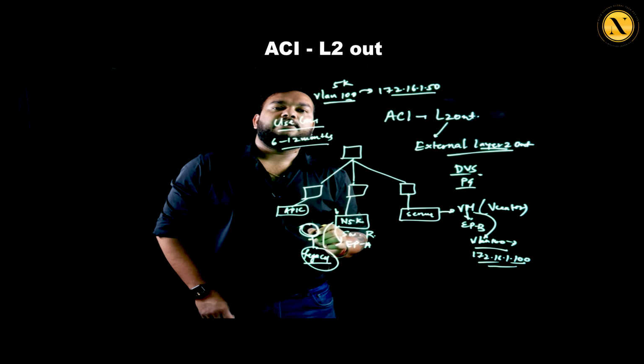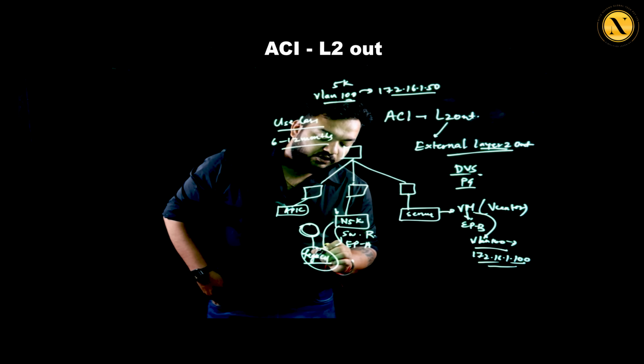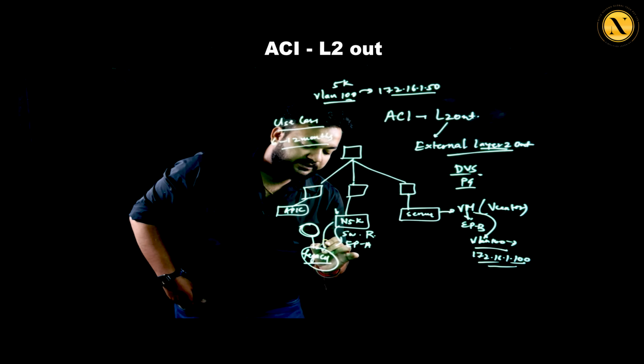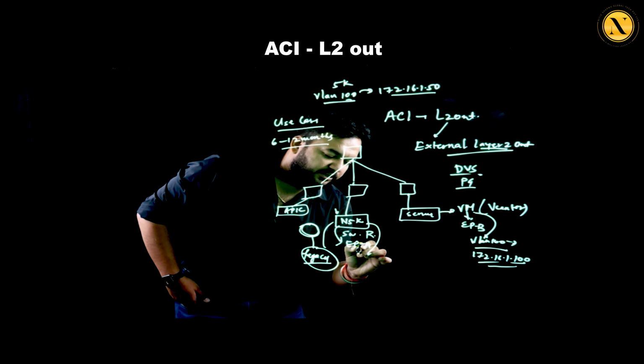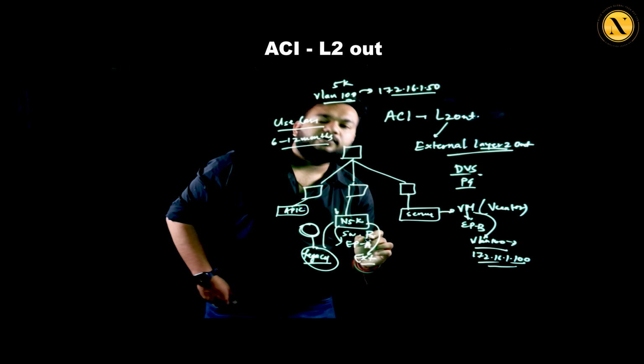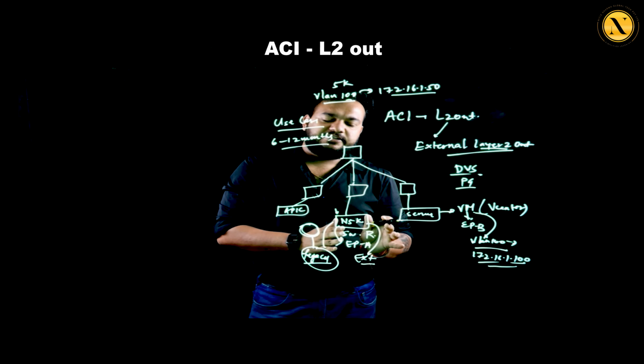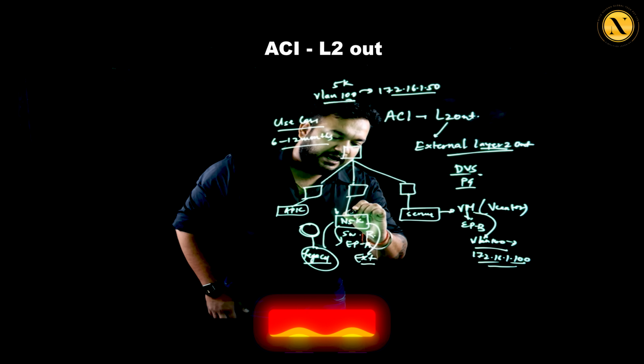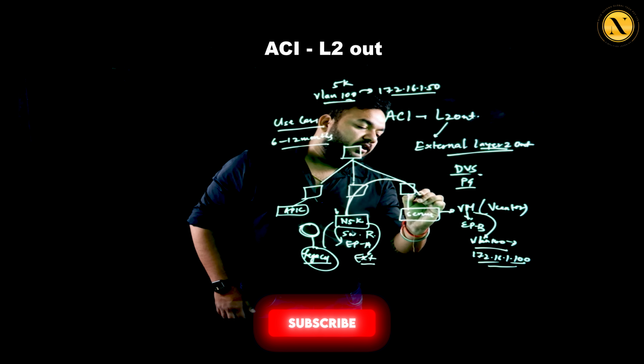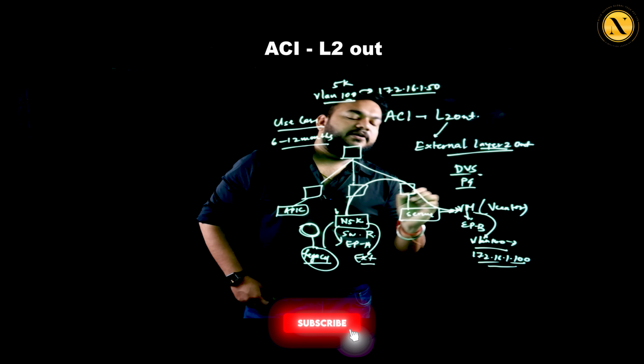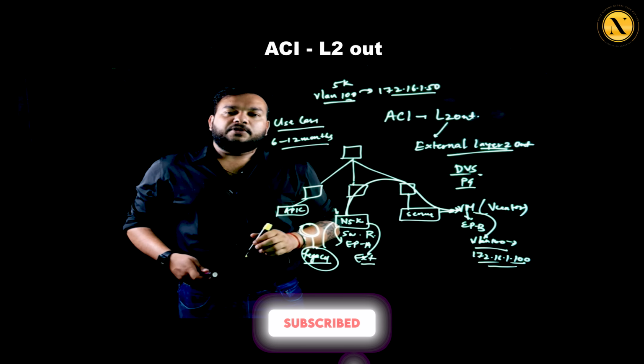And side by side, you can also perform the migration where you are just communicating with the external devices. So this is your external device. This particular device is not being managed by the ACI fabric, and still you are having communication with your virtual machine which is present over here. This is your L2 out.